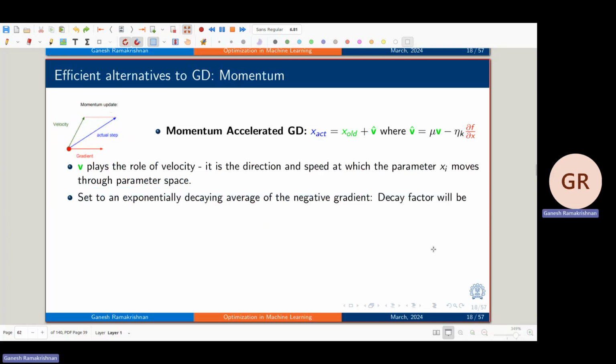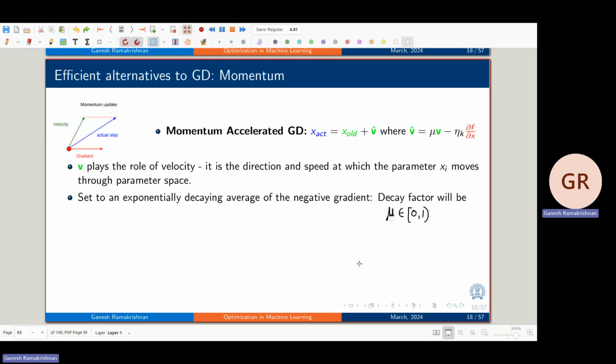Now, if you set it to an exponentially decaying average of the negative gradient, what will be the decay factor? What's the decay factor here? Mu is a decay factor. Eta is not a decay factor, right? That's what I discussed about this. Mu between 0 and 1 will be a decay factor.